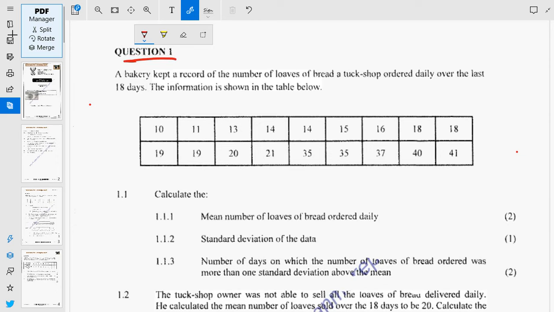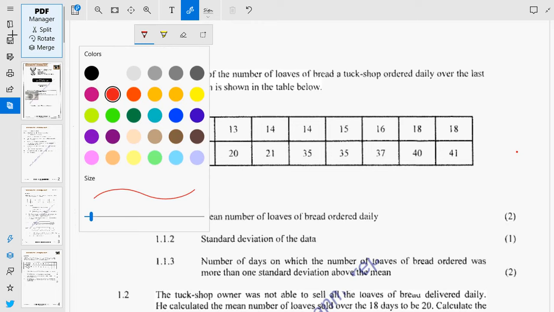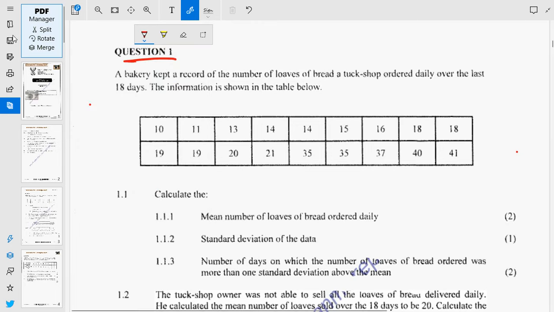So the first part of the question asks to calculate the mean number of loaves of bread ordered daily. So you're going to be using your calculator to do that. Either you use your calculator or you use the formula given in your information sheet. And there you are going to get a mean of 22.